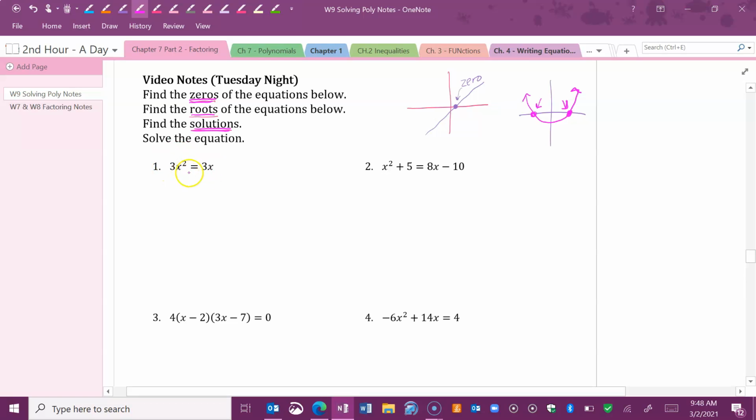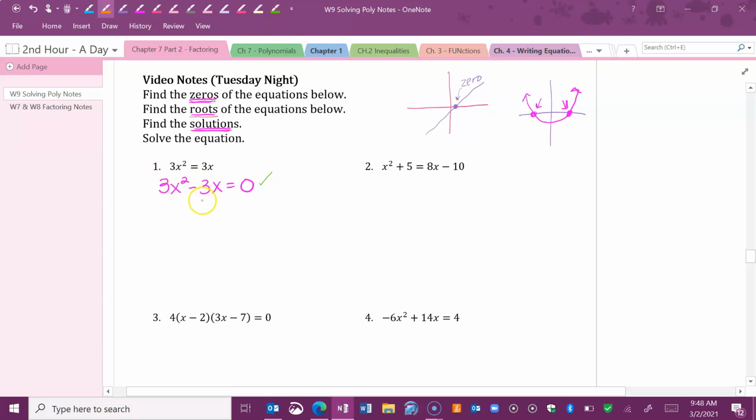So if I look at number 1, again, my goal is to set that equal to 0, which would be step 1. So I'm going to need to move that 3x to the other side. When I subtract it to the other side, I'm left with 3x squared minus 3x equals 0. So that was step 1. Step 2 is to then ask yourself if that is factored. If not, you need to factor it.